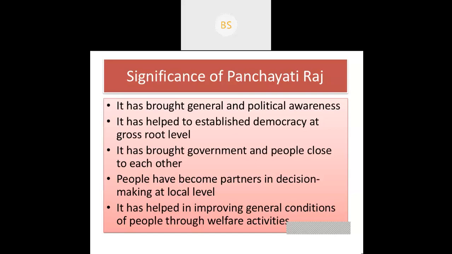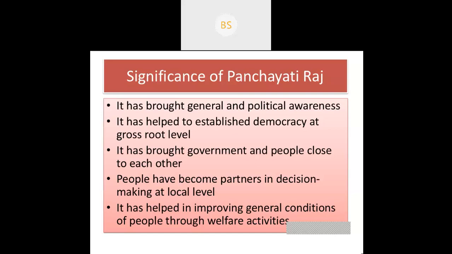Then people have become partners in decision making at the local level. Now the people at the local level government, the locals, started taking decisions collectively. They came together and started taking decisions. The decisions were accepted by everyone because they were collective decisions. So it is known as decision making. Everyone took part in the discussion and they came to one decision.